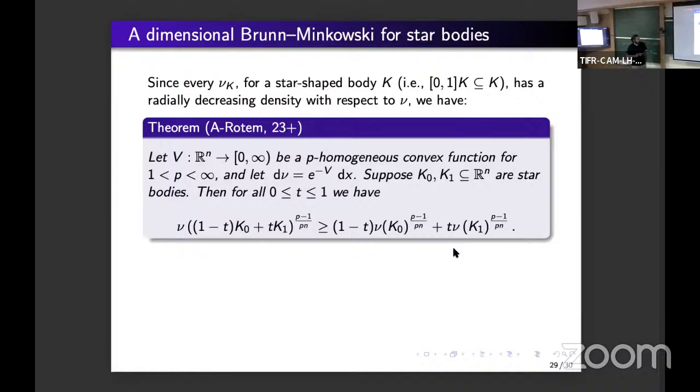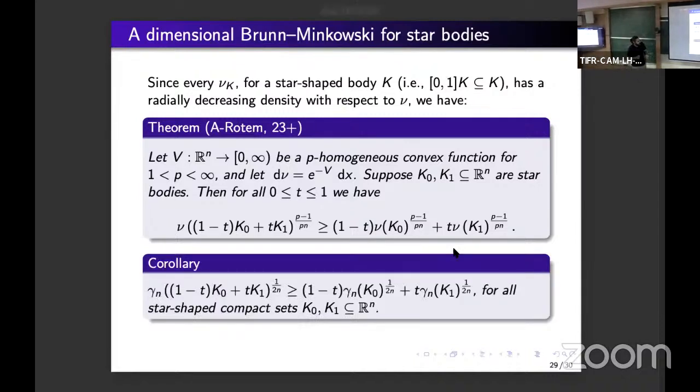Gaussian is 2. So the V is the e to the minus, the thing that appears over here. So this is the result. And as a corollary, you have the result for the Gaussian case.